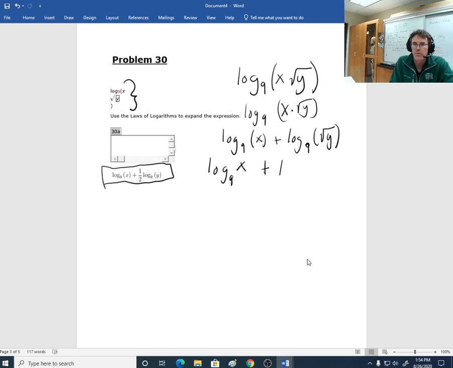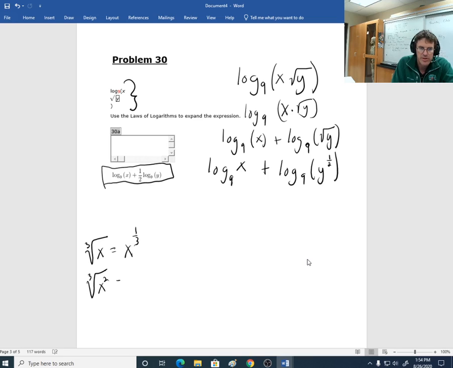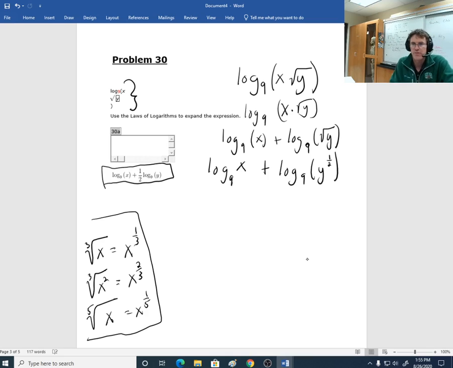Now, what does the square root mean? You must remember that the square root means up to the 1/2 power. What does cube root mean? Cube root means 1/3 power. What would the cube root of x squared be? That's x up to the 2/3 power. What is the fifth root? That's x up to the 1/5 power, and so on and so forth. So you've got to be able to remember your rules like this, your algebraic things like this, and we can brush the rest off as we need to.